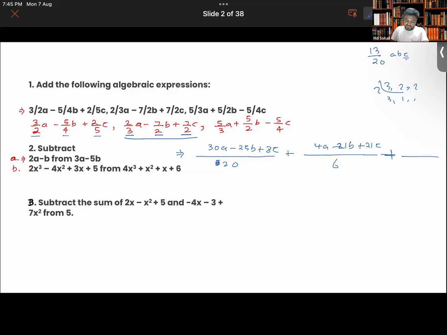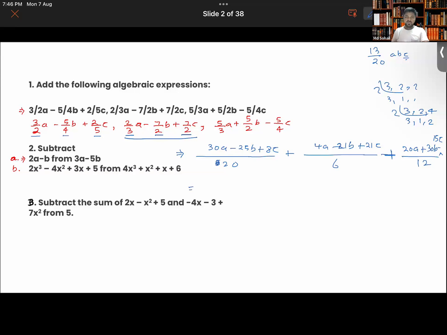The third expression. This is 3, 2, 4. The LCM is how much? 12 basically, right? Yes, sir. So it's 20a plus 30b minus 15c. I'm writing it over here.